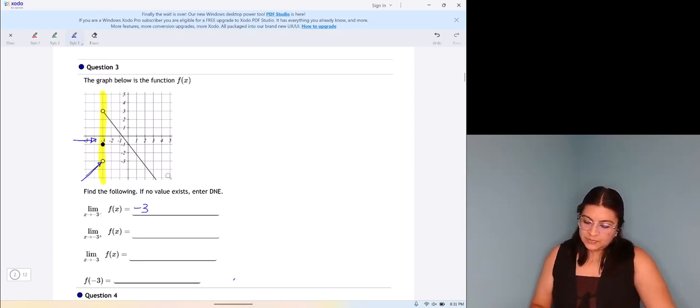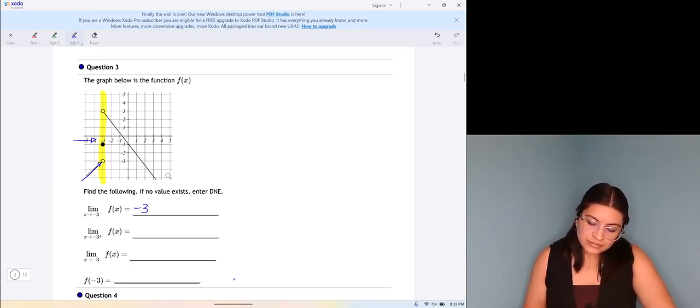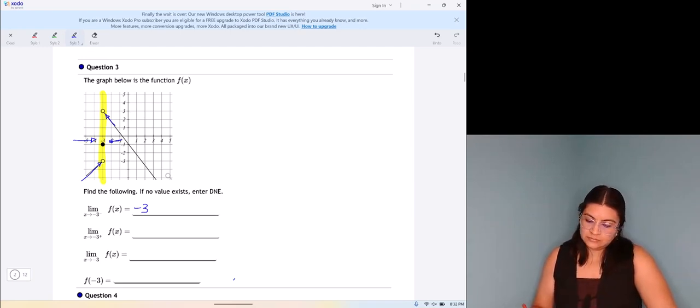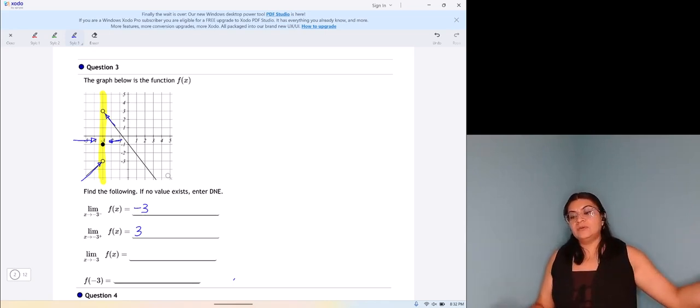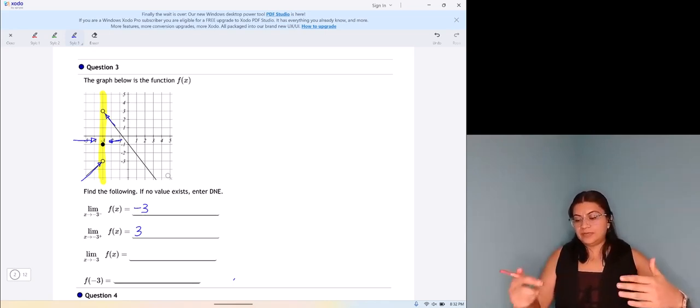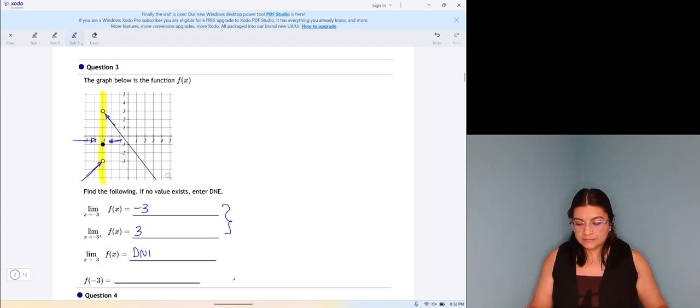The limit as x approaches -3 from the right. As we approach -3 from the right, the graph is approaching 3. The limit of the function as x approaches -3: it has to be the same value coming from the left and coming from the right. But since these two are not matching, we say this is DNE.